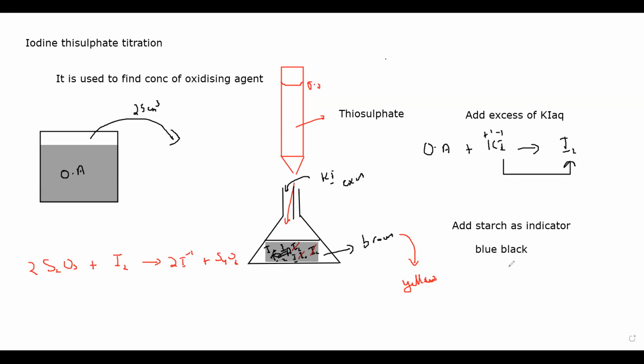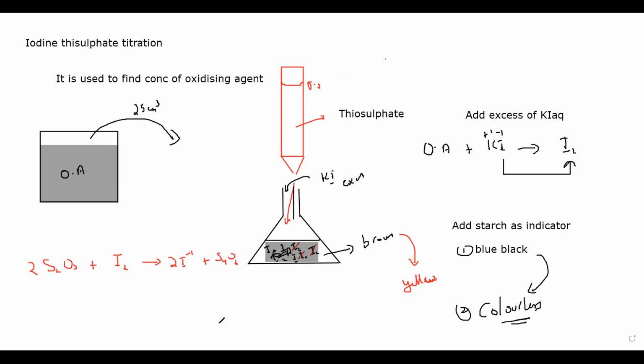Then you continue adding this thiosulfate until all of the iodine is used up. When all of the iodine is used up, the blue-black color of the starch, which was there due to the presence of iodine, will turn colorless. So the blue-black will turn into colorless, and that is the point where you can identify how much thiosulfate is needed.